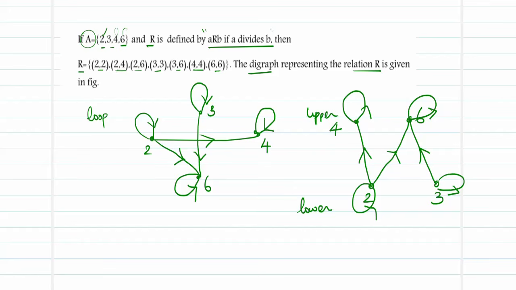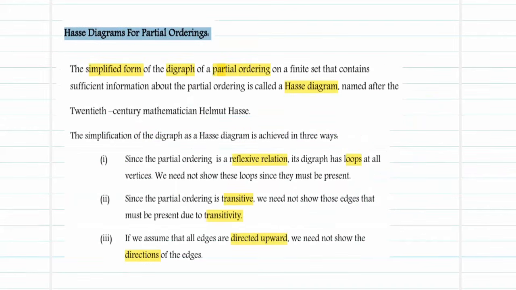Keeping these basic things in mind, we move on to the next level called the Hasse diagram. This is particularly meant for partial ordering. The simplified form of a digraph of a partial ordering on a finite set that contains sufficient information about the partial ordering is called a Hasse diagram.